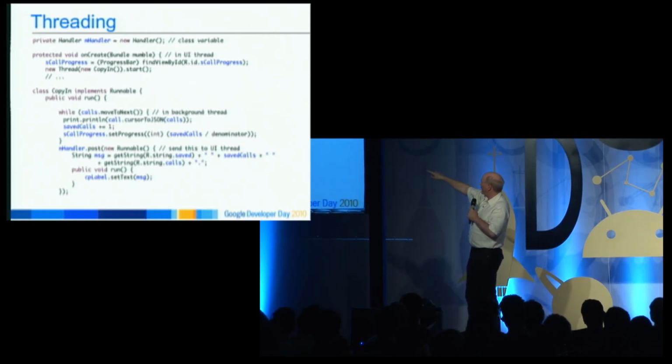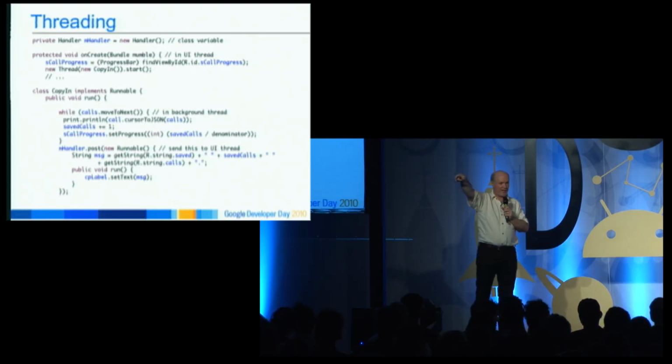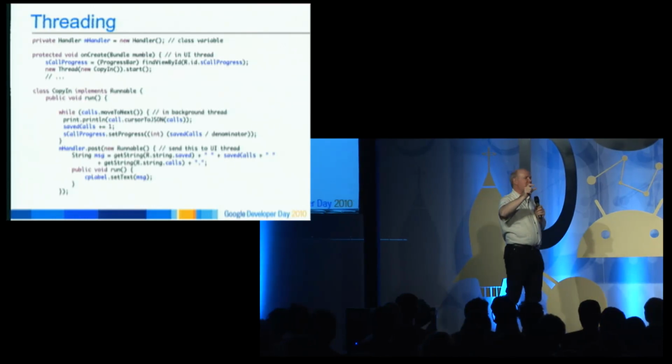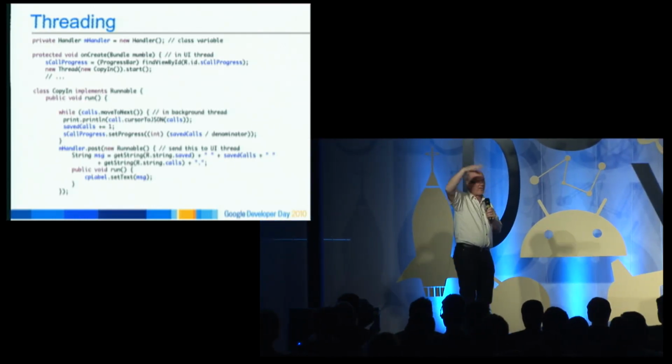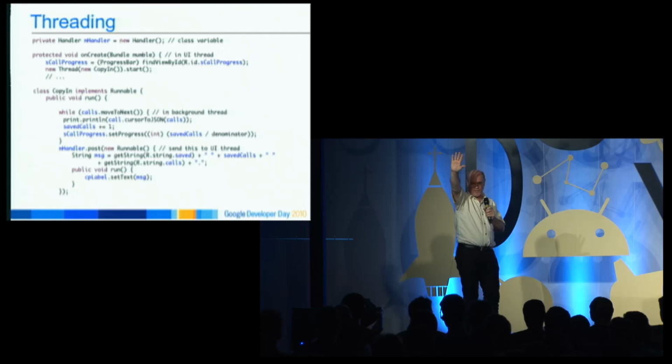We print it, and then we call scallProgress.setProgress. So we actually call a method on the progress bar to update itself. And that's a little tricky because that actually sends a message to the progress bar and it updates in the other thread, in the user interface thread.